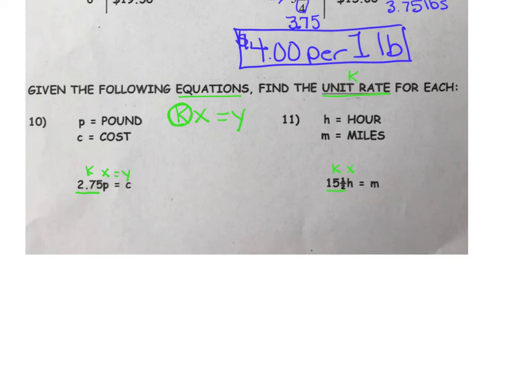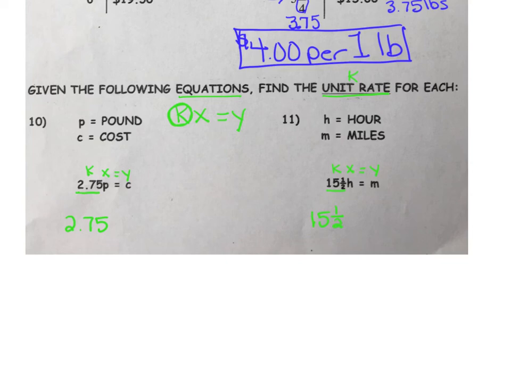K times X equals Y. So in each case, we know those numbers are going to be very important when we dress each number up with units to get our unit rate. But here comes the tricky part. Giving that number meaning or dressing it up with units.